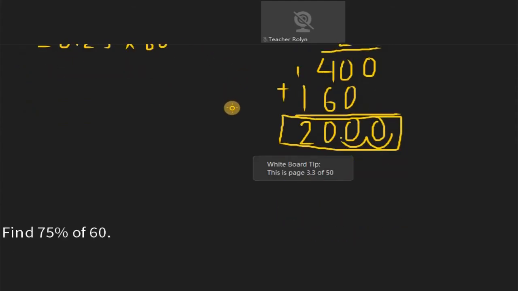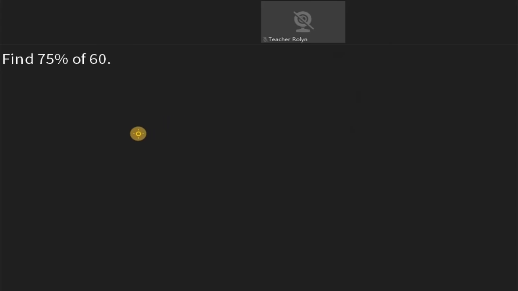Let's try another one. It says, find 75% of 60. So that means, kung isusulat natin ito into mathematical expression, this will be 75%. The word of is times, so times 60. So, pwede nyo muna i-pause yung video if you want to solve, tapos i-resume nyo na lang kapag tapos na kayo. Okay? Now, if we have 75% of 60, then we will multiply them as whole numbers.